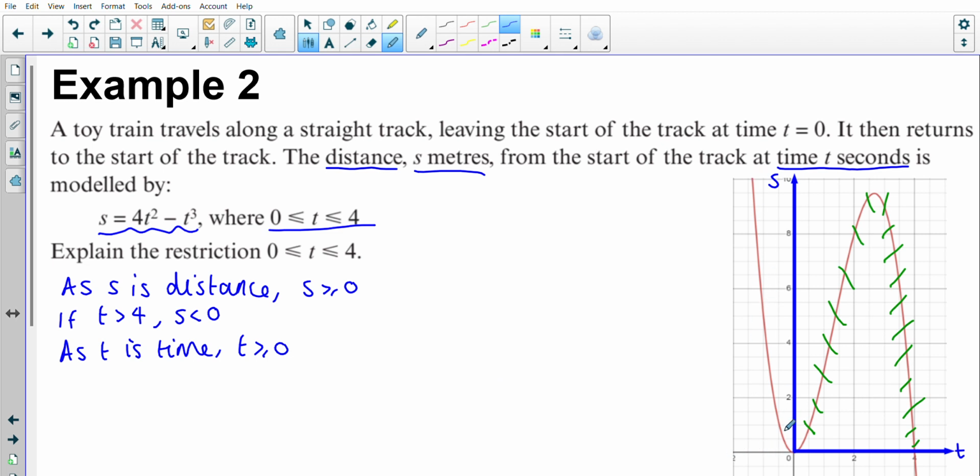Yes, I still get a positive displacement, but it doesn't make sense in relation to this example in context. So I can't have negative time. So I might just clarify that if t is equal to 0, s is 0. The displacement at the start is 0 meters away. So therefore, that is the start. So I might just finish it off and say, therefore, we have this restriction.